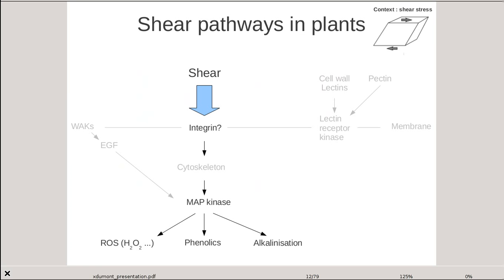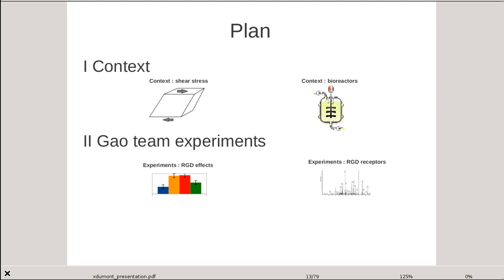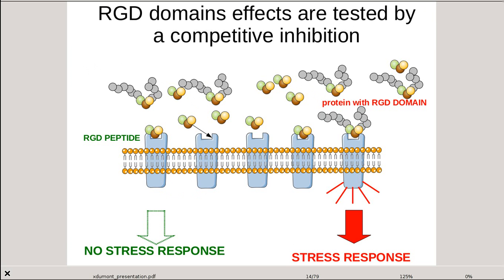We will now focus on the putative integrin-mediated response: integrin, MAP kinase, ROS, phenols, and alkalinization. Let's sum up. We have seen what RGD is, what shear stress is, and why it is important. Now we want to know how the Gao team article has characterized RGD-dependent response to stress.